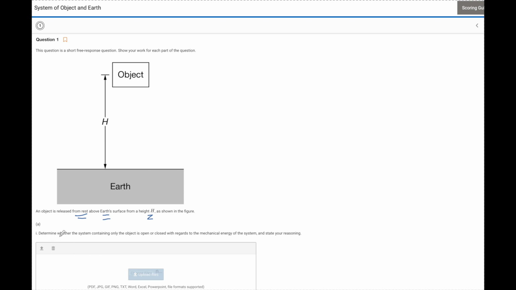Great. In the first one, they want us to determine whether the system containing only the object, that's really important, is open or closed in regards to mechanical energy, and state your reasoning. So when they say open or closed, it just means, is energy going to be conserved or not conserved? And we know that by outside forces or not. If I were to draw a box around the system, to say, all right, we're only going to be looking at the box. Now I look at the force on the box. Although we're just looking at it, it still has the force due to gravity. But we see the force due to gravity comes from outside the system. So this force is outside.